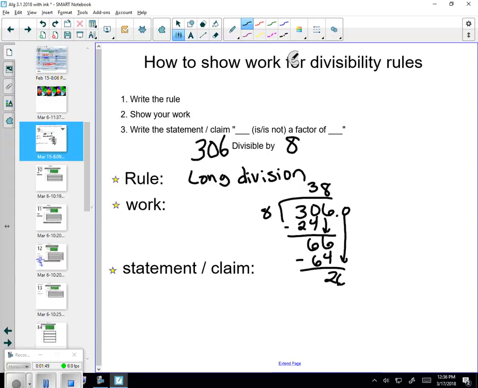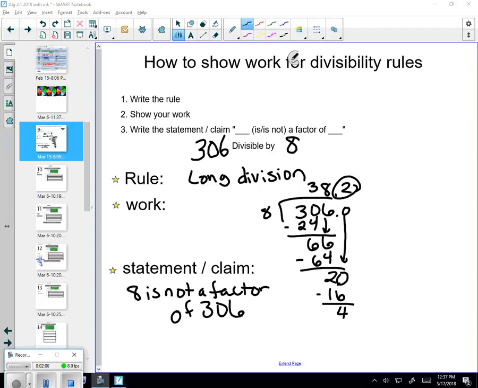And we keep going with a decimal. We're going to find out it's still not going to go in nicely. And we have a decimal or the remainder, which tells us 306 is not divisible by 8, which means 8 is not a factor of 306.